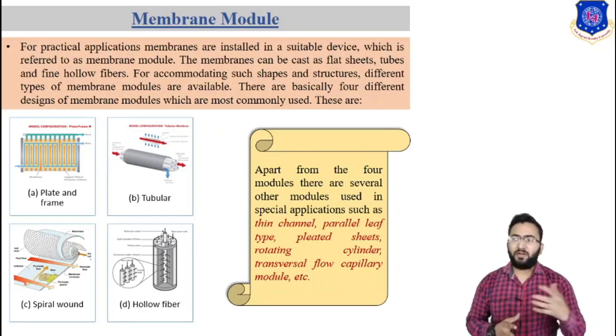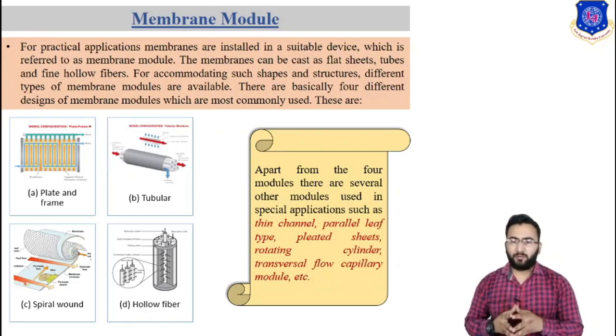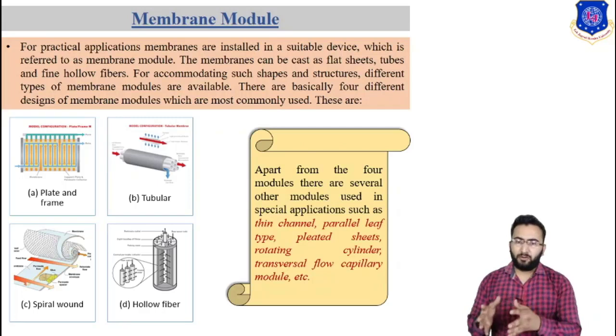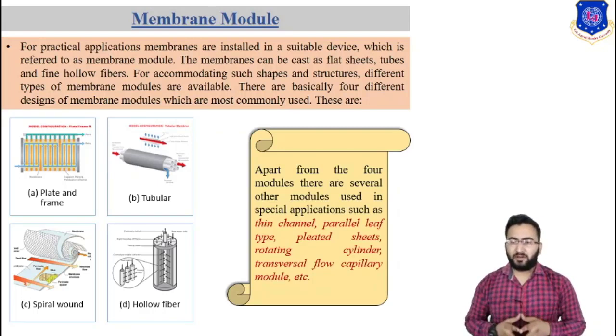There are basically 4 different designs of membrane module which are most commonly used: plate and frame membrane module, tubular membrane module, spiral wound membrane module, and hollow fiber membrane module. Apart from the 4 modules, there are several other modules used in special applications, such as thin channel membrane module, parallel leaf type membrane module, pleated sheet membrane module, rotating disc cylinder membrane module, and capillary module, which are also used in membrane separation processes.